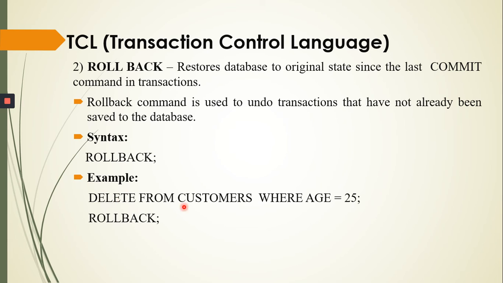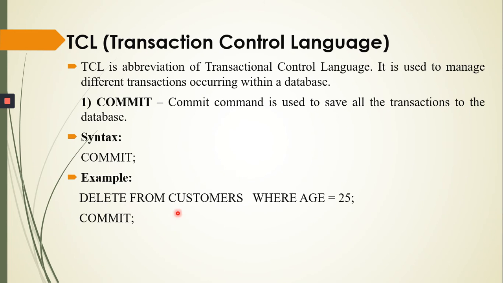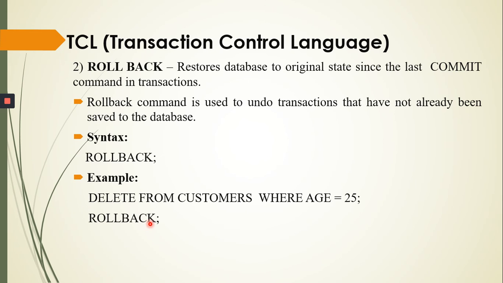For example, delete from customers where age is equal to 25. From the customers table, the customers whose age is 25 will be deleted, so my database has changed now. If I write rollback here, then we can restore our database to its original state. But if I write commit here, then my database is permanently saved. That is the difference between commit and rollback: commit is used to save data permanently, and using rollback we can restore the database.